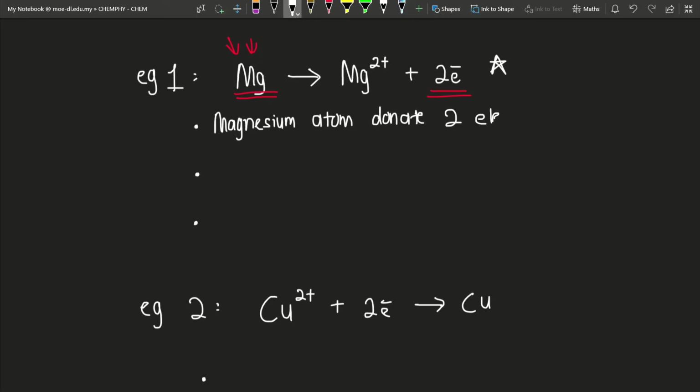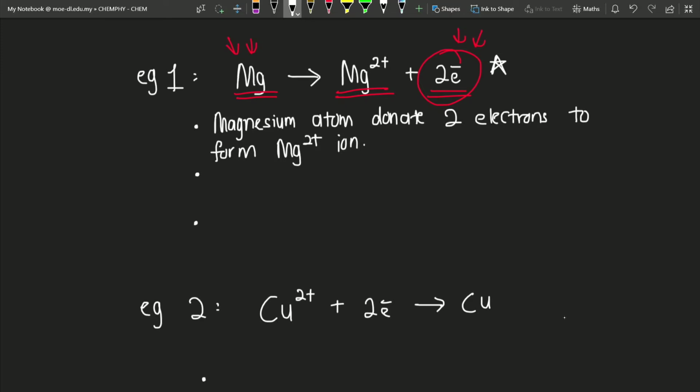2 electron. Why 2 electron? Sebab dekat elektron sini, you guys boleh nampak kita ada 2 elektron. Dan elektron dia belah kanan, maksudnya dia derma elektron. Magnesium atom donate 2 electron to form. So lepas dia derma, dia akan jadi this one, Mg2+. 2+, it is an ion. To form Mg2+ ion. So that is our first sentence. Dalam BM, atom magnesium menderma 2 elektron untuk membentuk ion Mg2+.